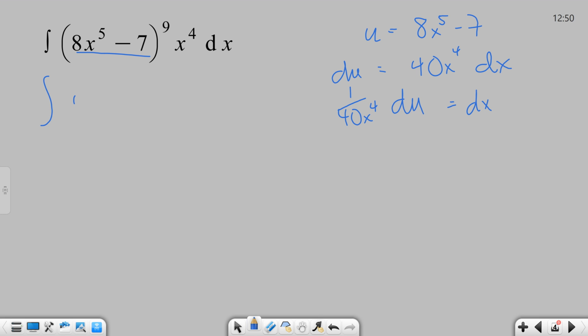I know that this is u, so this becomes u to the 9th. We're good to go, yes? I don't have anything to get rid of that x to the 4th, so I'm just going to write x to the 4th. Now, normally, if you have a statement that's got u's and x's, you screwed something up. However, we haven't finished yet. dx is equal to this.